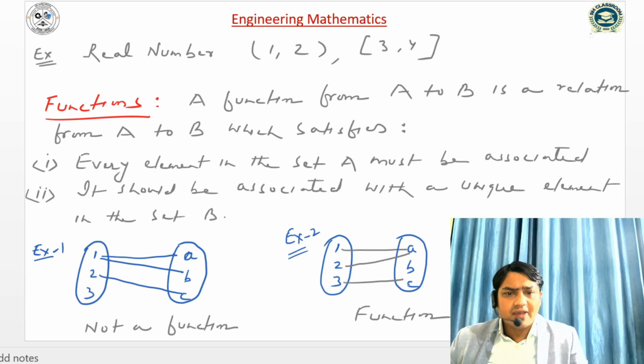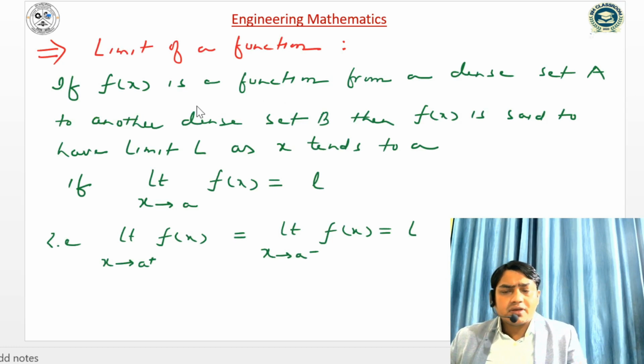For the limit of a function: if f(x) is a function from a dense set A to another dense set B, then f(x) is said to have a limit L if, as x tends to a, limit x tends to a of f(x) is equal to L. Or we can say that the limit x tends to a plus of f(x) should be equal to the limit x tends to a minus of f(x), and equal to L. This condition must be satisfied for a limit of a function. In addition to this, if the limit x tends to a plus of f(x) is equal to the limit x tends to a minus of f(x), and that is equal to f(a), then such a type of limit is called the continuity of a function.